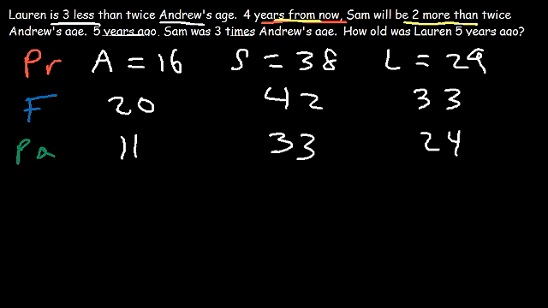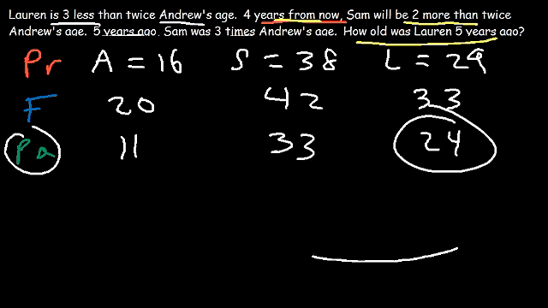So now, what is the answer to the question? How old was Lauren 5 years ago in the past? 5 years ago, she was 24. So this is the answer.